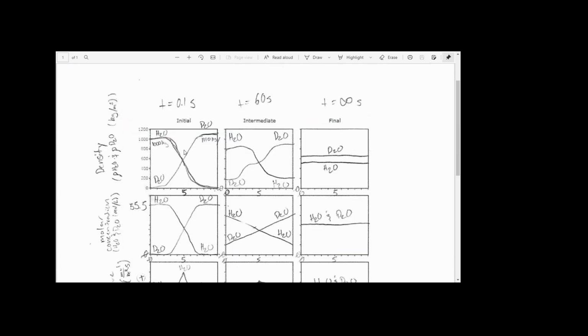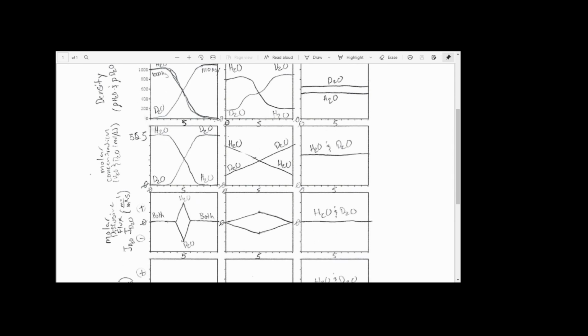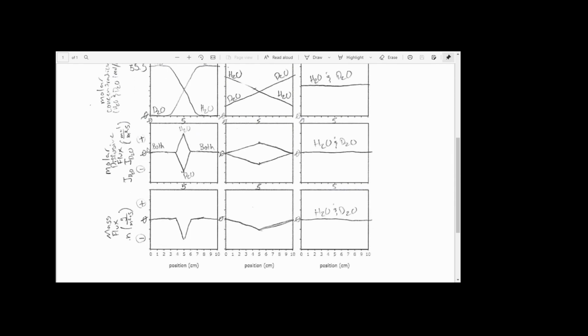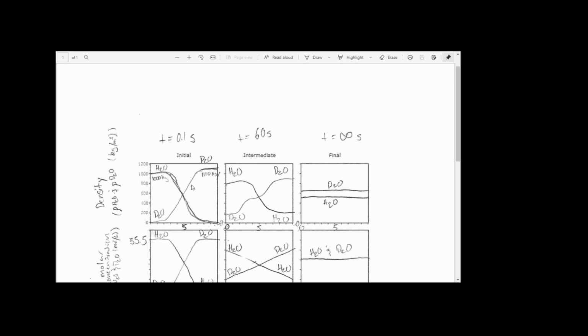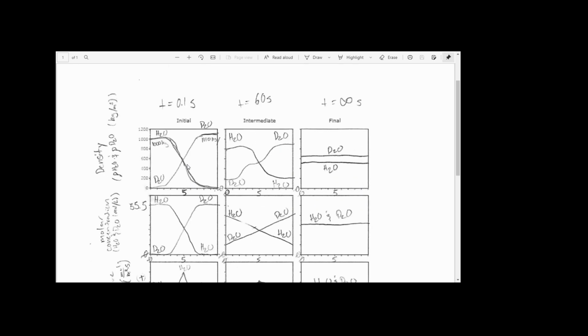On to question 3. Here we are determining the density, molar concentration, molar diffusive flux, and mass flux. These are broken down into 3 time sections, at 0.1 seconds and at 60 seconds, and then quote-unquote infinity seconds, which really means until the reaction has been able to fully mix.